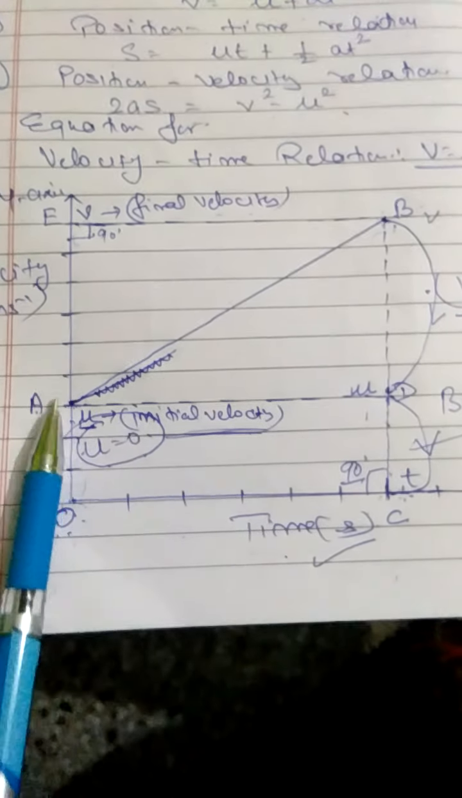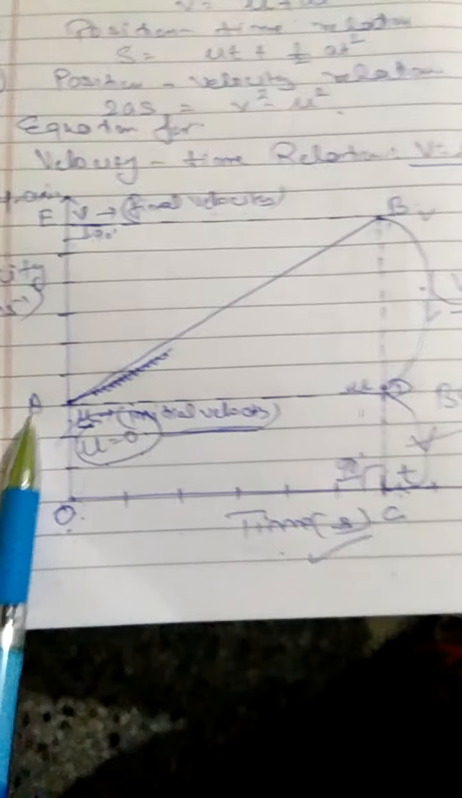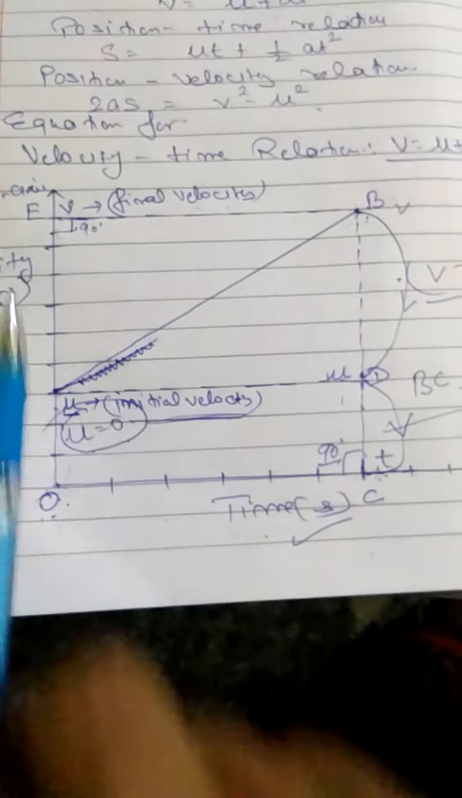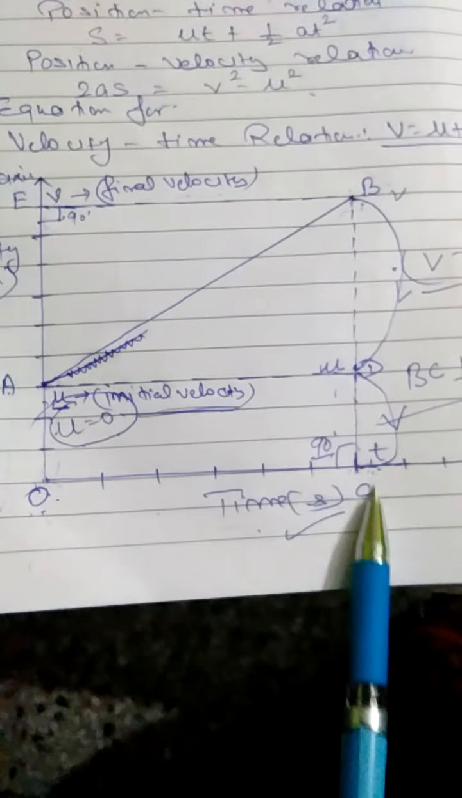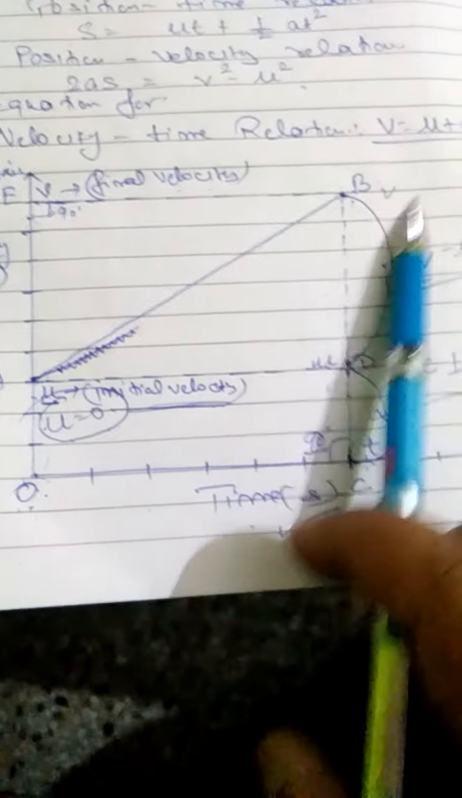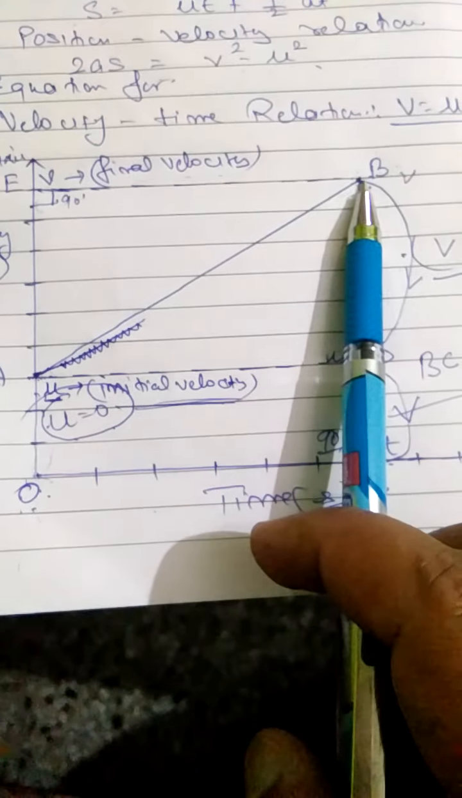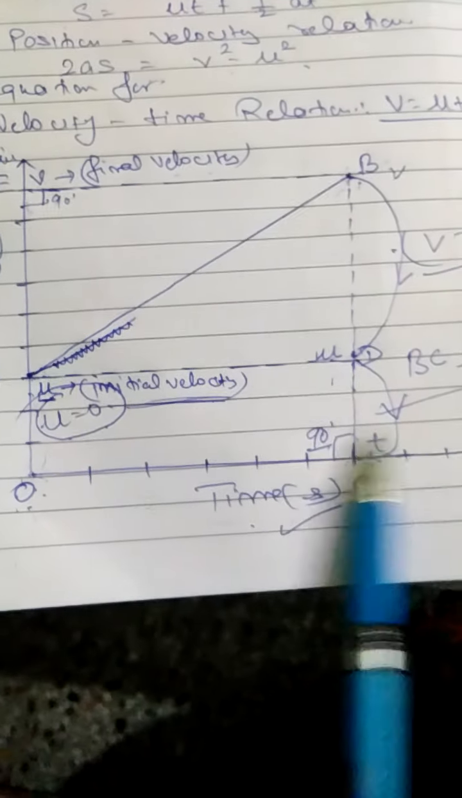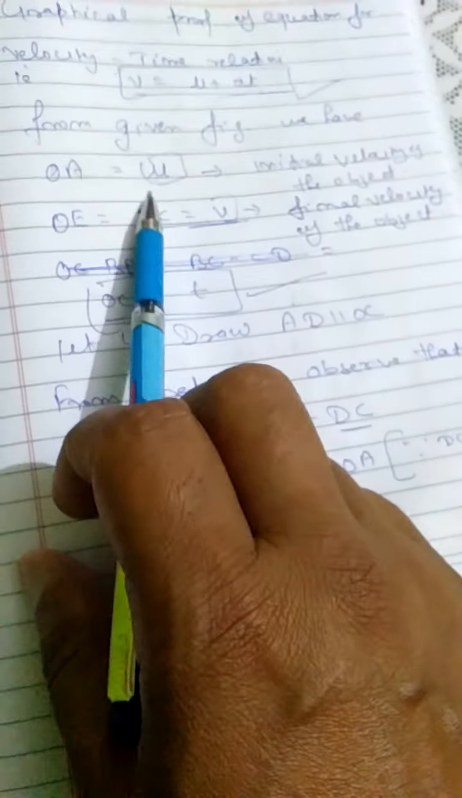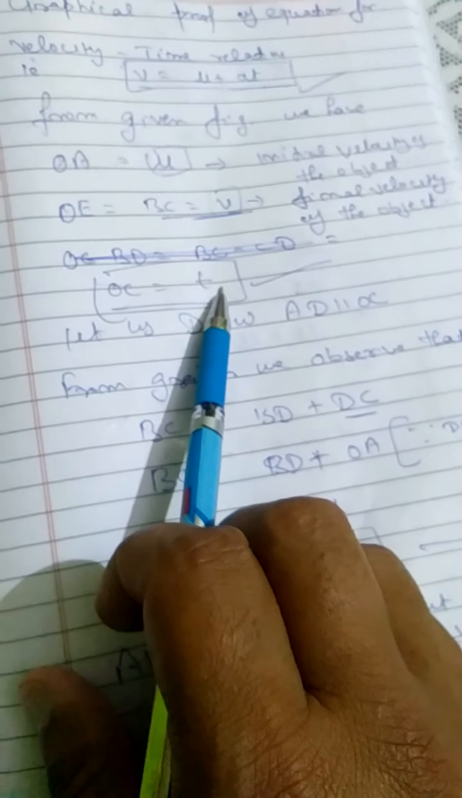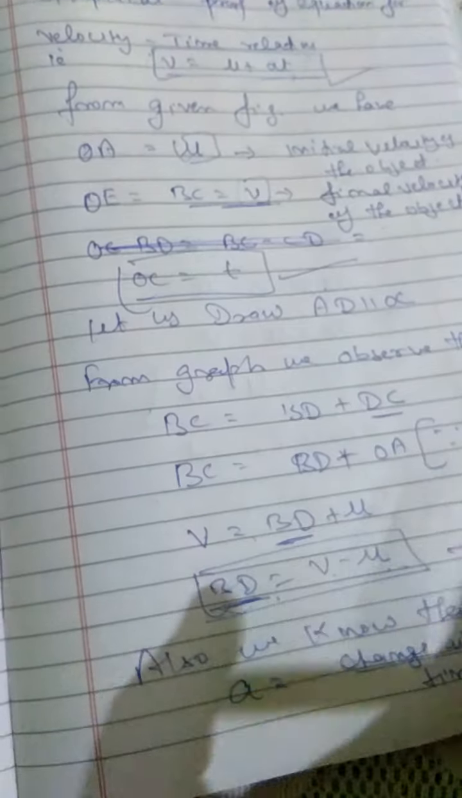OA is the initial velocity of the object, OE is equal to BC, because OE is parallel to BC. V is the final velocity of the object. Initially the object is at A and finally the object is at point B, after the time interval t. So we take these values here. OA is equal to u, the initial velocity. OE is equal to BC is equal to V, the final velocity. Let OC be equal to t, the time interval at which the object reaches point B.